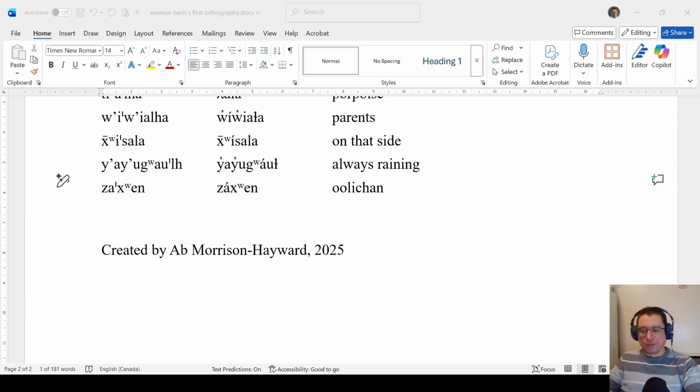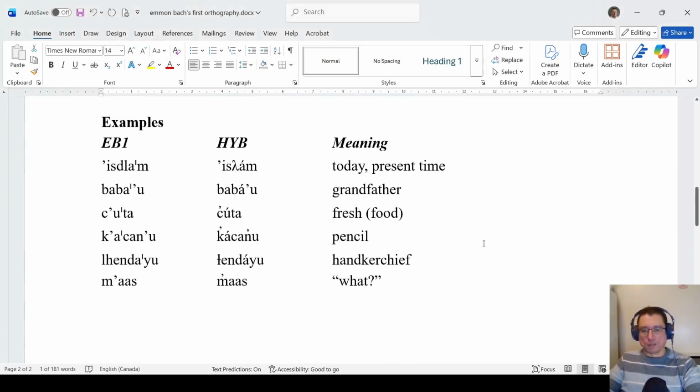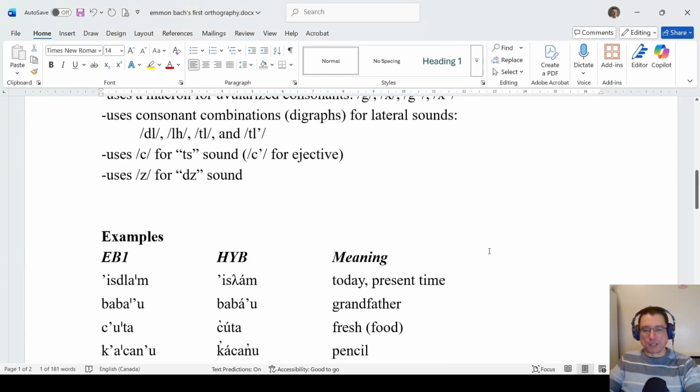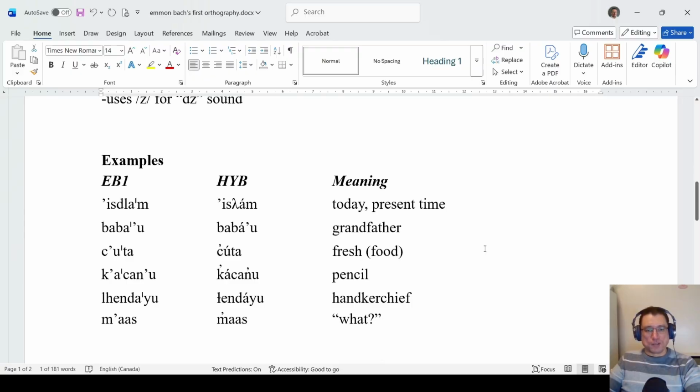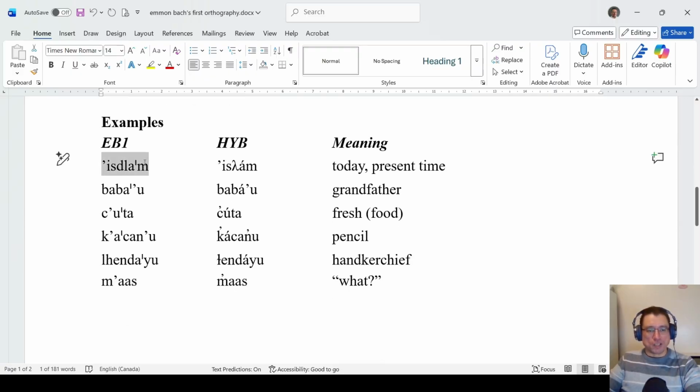So that is a look at these examples and explanations of Emmon Bach's first orthography. So these are retyped representations of Emmon Bach's first orthography. What I'm going to do from here is show you examples from his actual documents. So I'm going to change to a different program to do that.